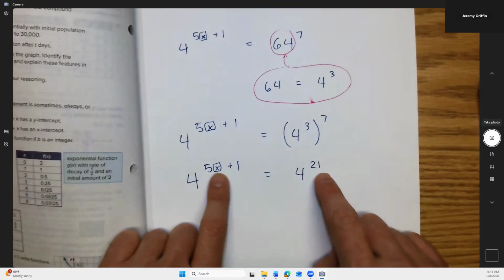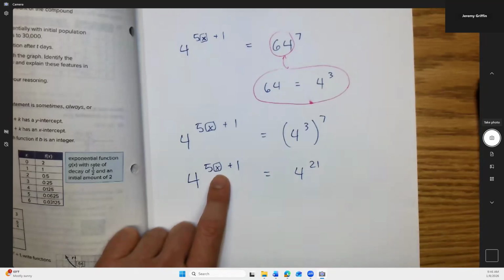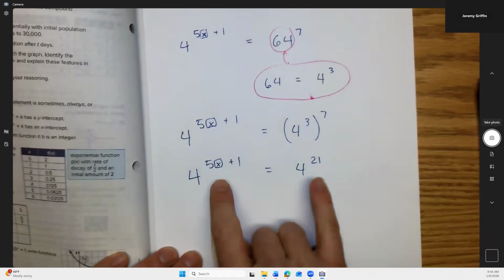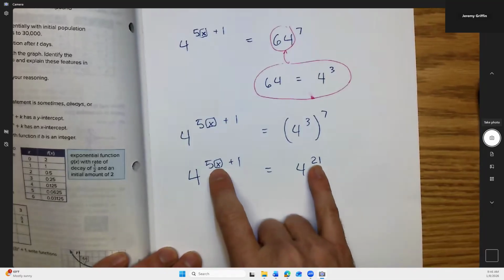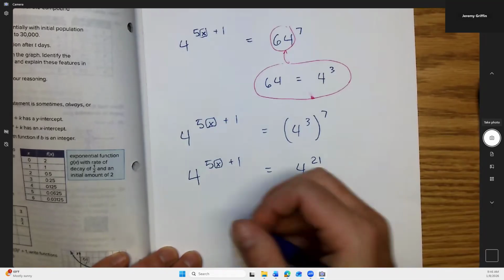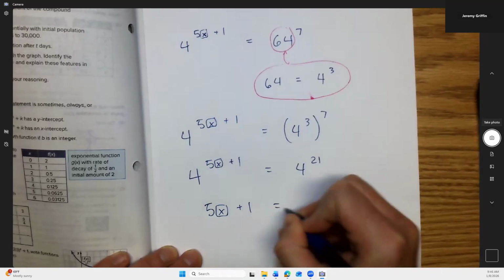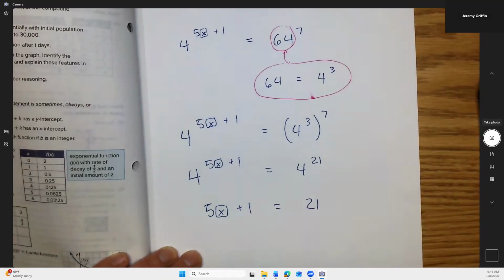What do you know about this compared to that? Guys, I could say that these powers have to be equal to each other, right? Because 4 to the a equals 4 to the b, so a must be equal to b. So 5x plus 1 equals 21. Is that true?